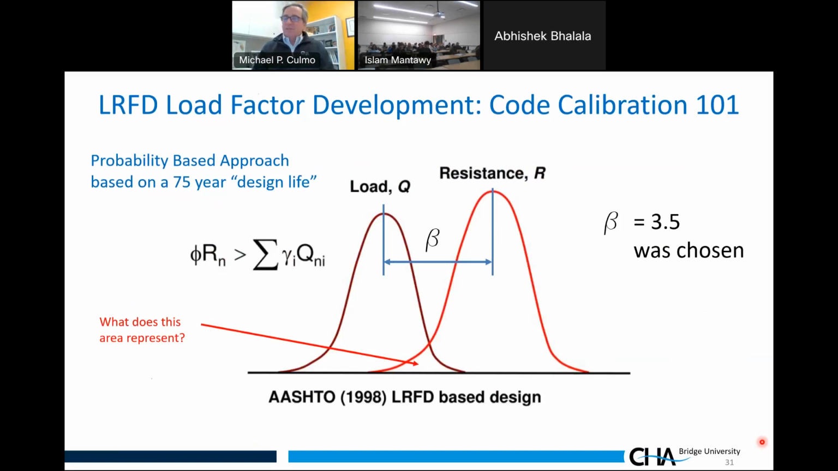So this is the basis of the LRFD code. This is the famous LRFD plot of beta factors, and 3.5 is the answer. Now, you don't need to know this when you design a bridge. It's built into the code, but it's good to know how it came about, that there actually is a probability of failure built into the code. Nothing is perfect. There is a potential for load to exceed resistance.